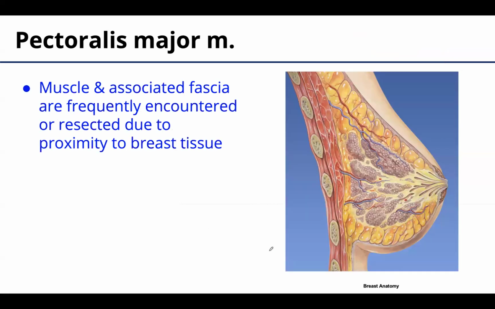Now, clinically, this muscle is going to play an important role because of its proximity to breast tissue. The actual muscle, as well as, importantly, the fascia that surrounds it, is frequently encountered or even resected during any type of surgery associated with breast tissue. So that's a really close relationship here. If you're looking, there's the breast tissue, and then just deep to it will be the pectoralis major.